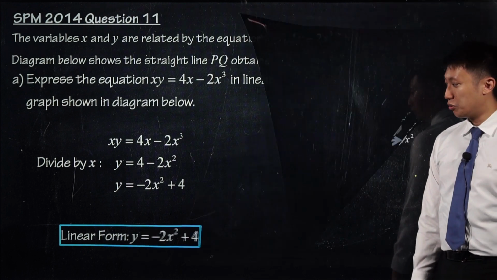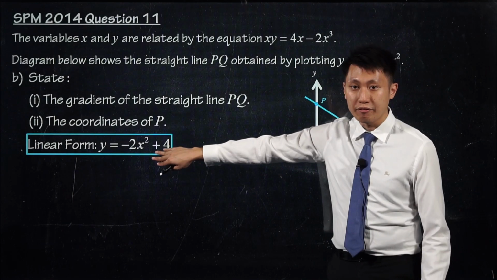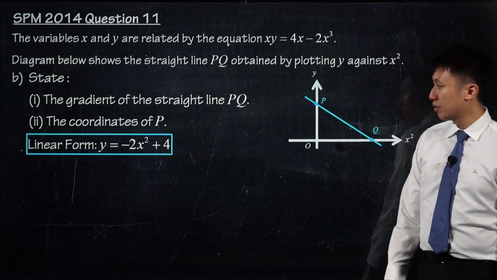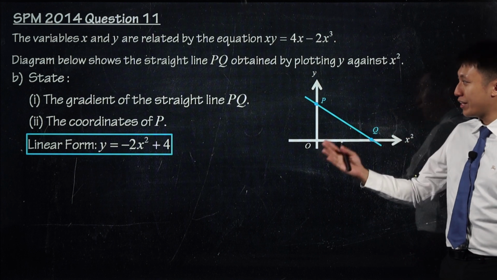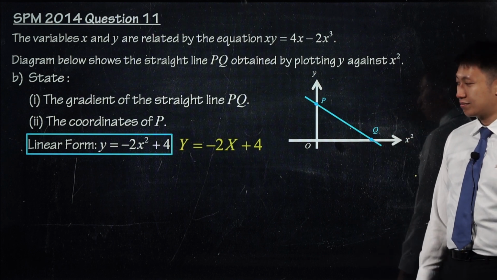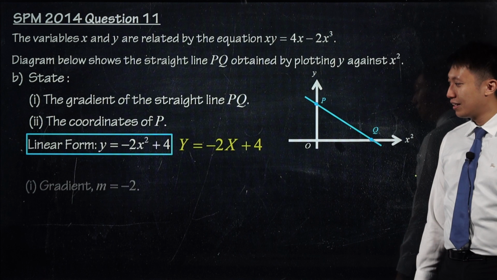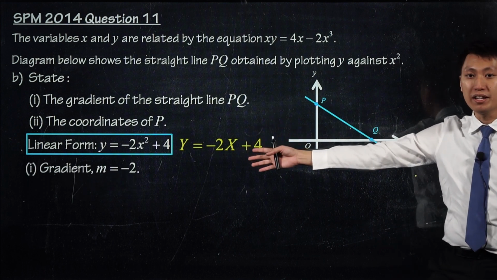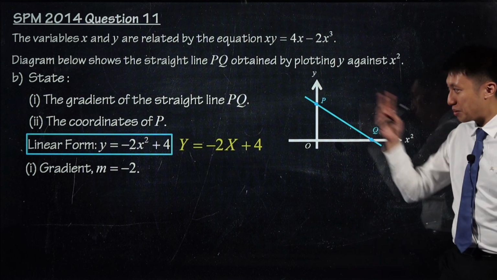Okay. So you most likely bring this forward. Okay, we'll move this forward and find the gradient of the straight line PQ. So the gradient of the straight line PQ. Do you see already? The gradient m is -2 immediately from the previous answer. Okay, without doing anything. Maybe 1 mark.